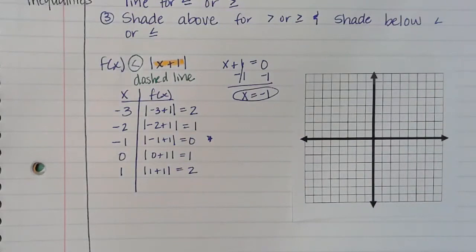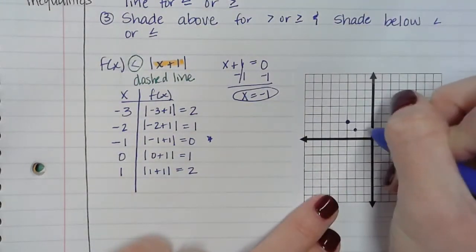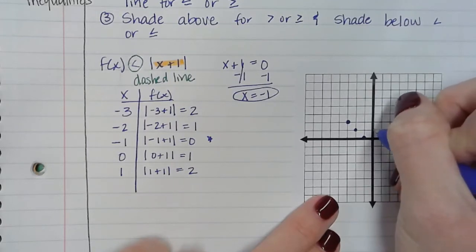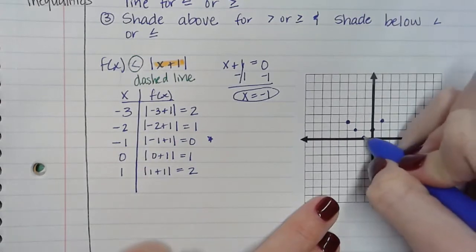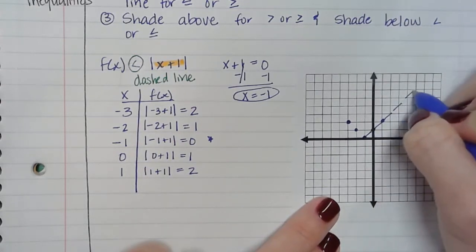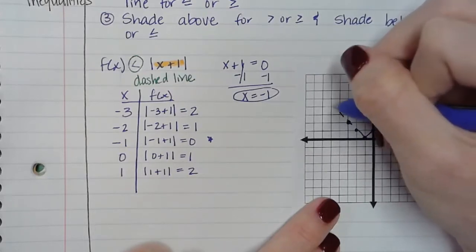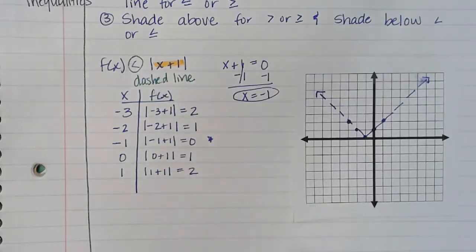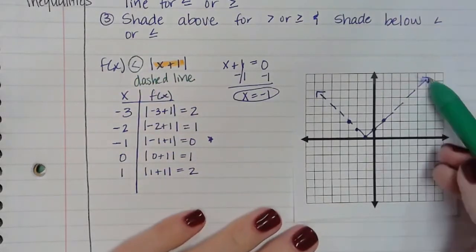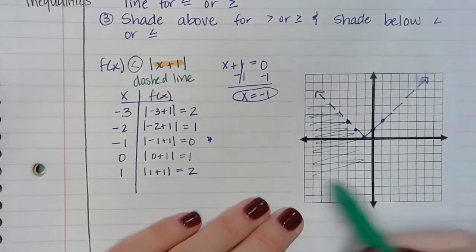So plotting this, we've got -3, 2; -2, 1; -1, 0; 0, 1; and 1, 2. Dashed line because it is less than. If it was equal to, then we could use a solid line. And then it's less than, so we're going to shade below. So everything below this inequality, where y is going down.